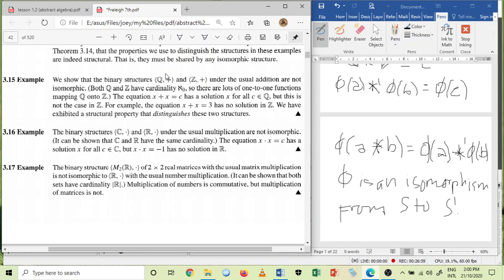But take note, the operation must be preserved. Both operations are addition. Okay? But x plus x equals c has a solution in the set Q. For example, for any rational number c, we can always find a rational number x so that if we double that, the sum is c. Say for example 3. So the equation becomes x plus x equals 3. But this will just be equal to 3 halves. 3 halves plus 3 halves equals 3.